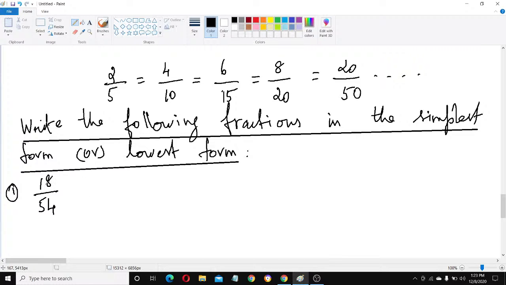How do we write it? You have to divide or cancel. You can do cancelling or division. You have to divide the numerator and denominator by the same number. So now I will divide and explain.